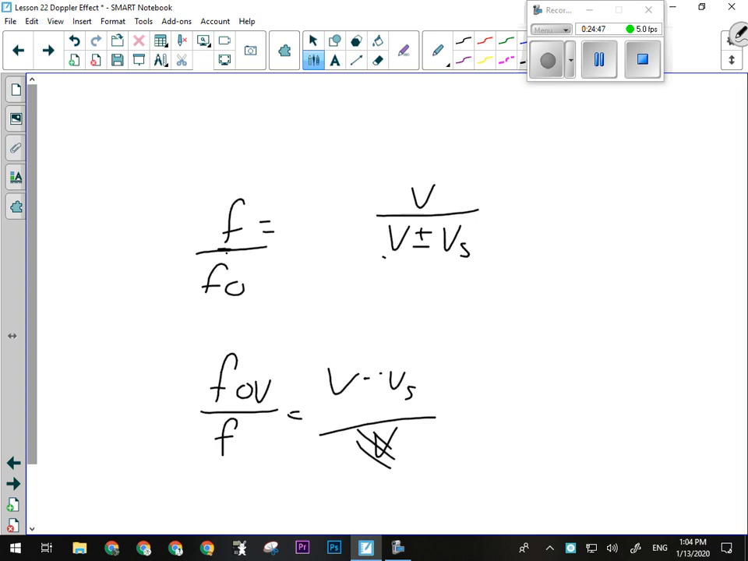So if I am, let's say, subtracting, because that'll be the tougher one. If I'm going V minus Vs, what I would do is add Vs over here, and then subtract this over to the other side. If I'm adding Vs, then I just subtract V over to the other side. Everybody with me on those? All right, so you're only going to be asked to calculate F, FO, or Vs using this formula. Nothing else.